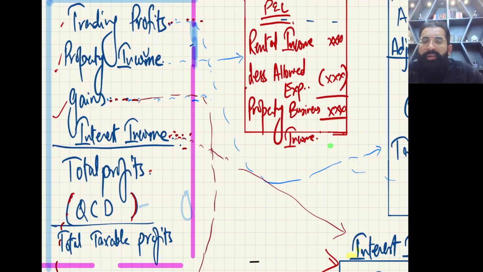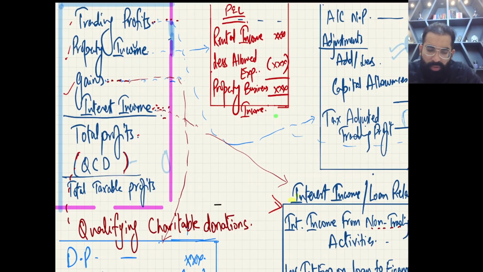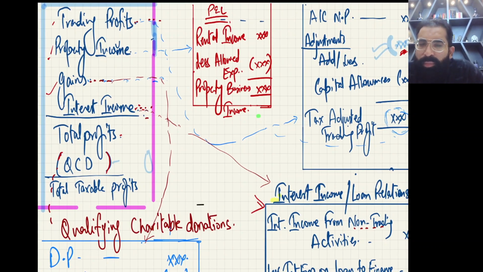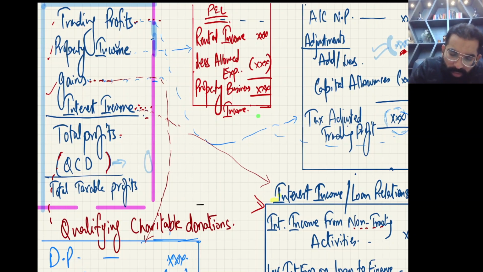From total profits, you deduct one thing which is called QCD. What is the full form of QCD? Qualifying charitable donations. These donations will be deducted from total profits. Now, unlike individuals, where you remember there were gift aid donations that were always given net and you had to gross up by dividing by 80 and multiplying by 100, on the company side it's already gross.